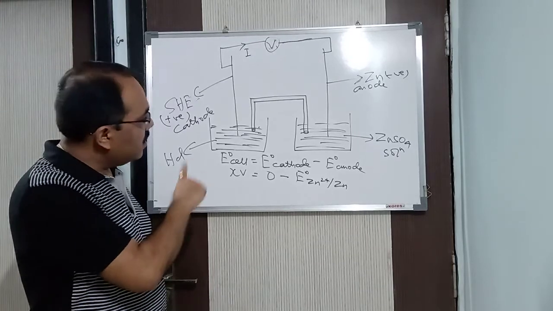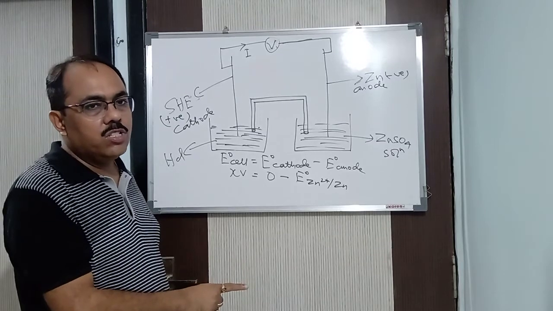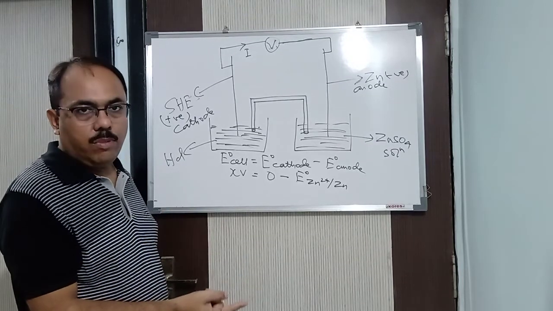So by using SHE we find out whether the given electrode has a positive reduction potential or a negative reduction potential. Got it?